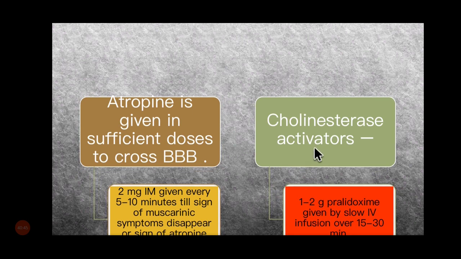I told you they are cholinesterase activators. Pralidoxime, 1 to 2 grams, given as slow IV infusion over 15 to 30 minutes. In case of organophosphorus poisoning, the only important thing is the time. The faster you start the therapy, the better it is. Otherwise, you will have aging of the cholinesterases and loss of alkyl groups, and then it will be very, very difficult to reverse the toxicity.